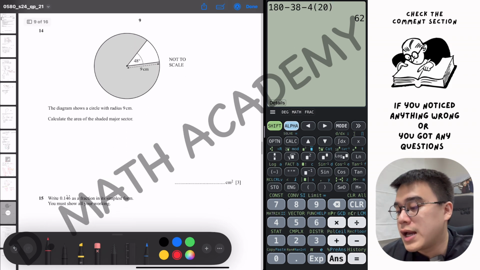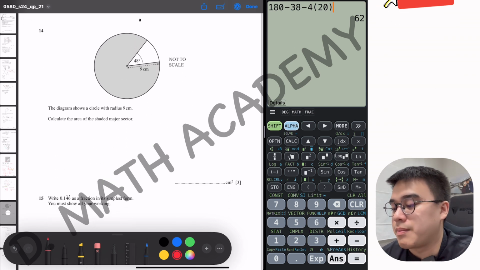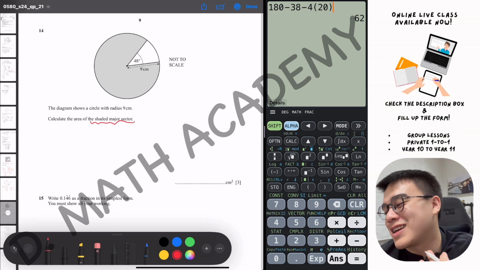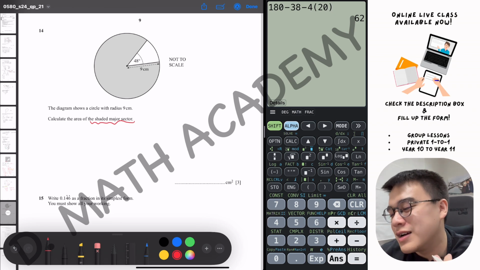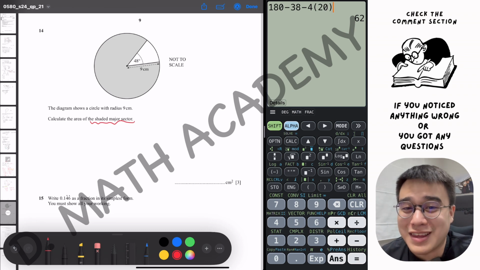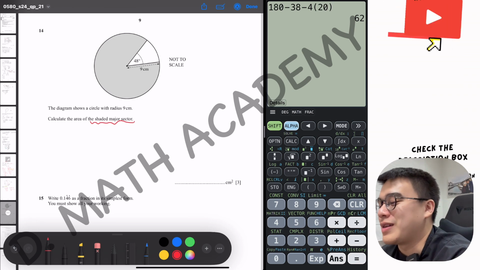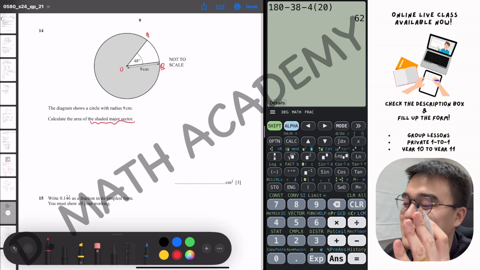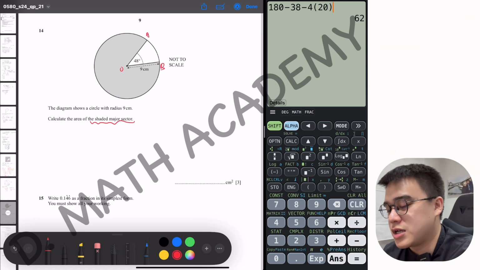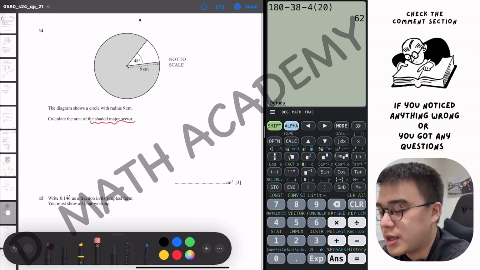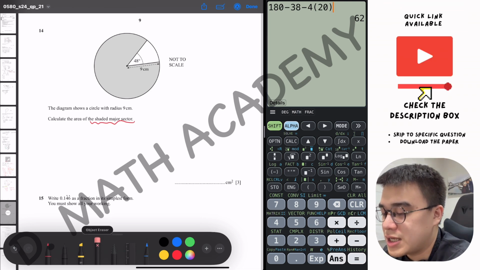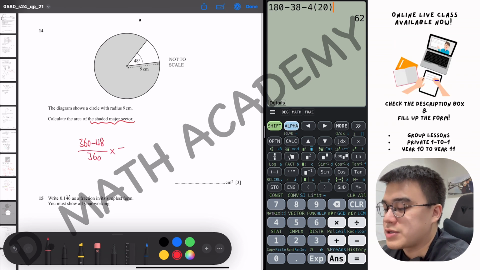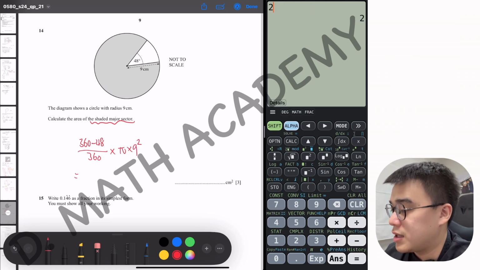Moving on to question 14, asking us the area of the shaded major sector. Finally, okay, it's been a while. They finally remember. Okay, you can see the frustration here because they never really mention specifically which part they are asking. It's even worse when they put like find the area of AOB or something like that. I never know whether they are asking for the minor sector or the major sector. So you're supposed to readjust your strategy accordingly, having 360 minus 48 over 360 times pi times 9 squared. So when you key in everything correctly, this should be the answer.